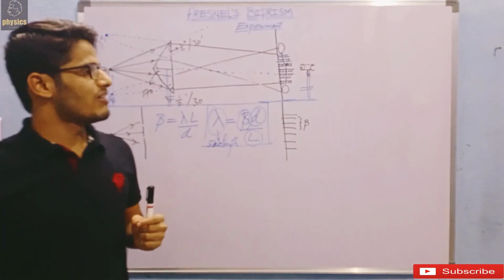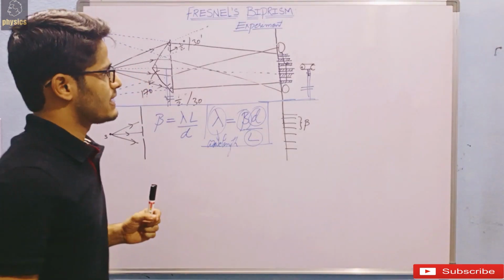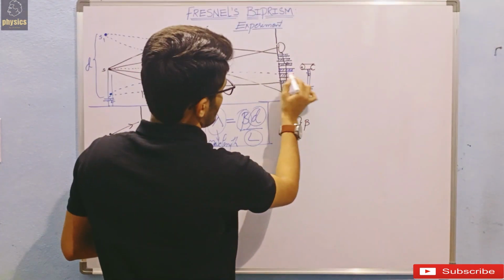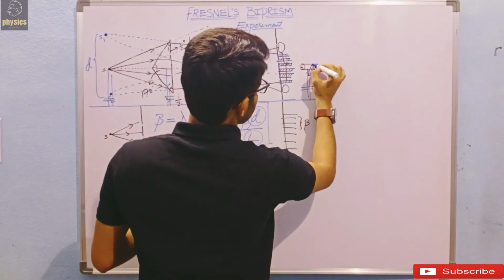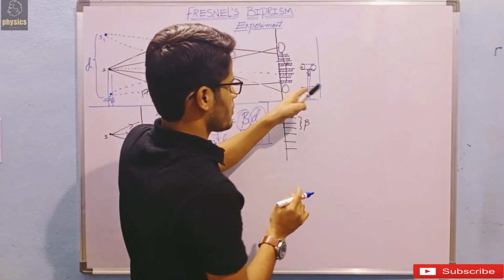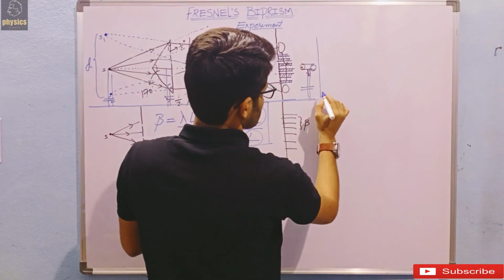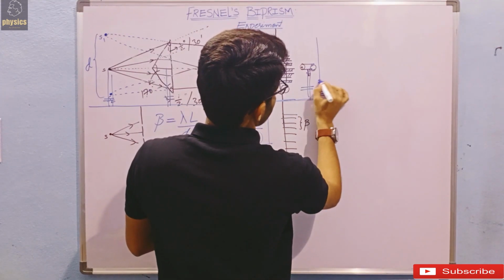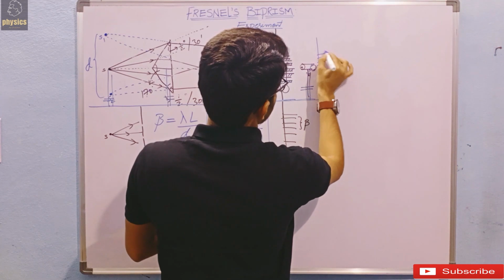Okay, so now we will find out the fringe width beta. Here are the fringes. For finding the fringe width, there will be a movable microscope here. This is the movable microscope, and there will be a vernier scale on it.